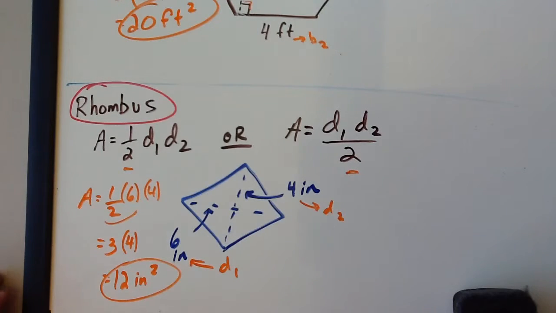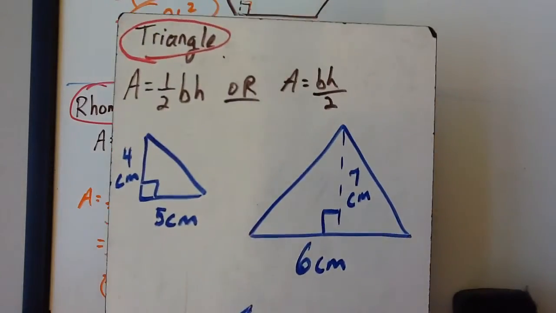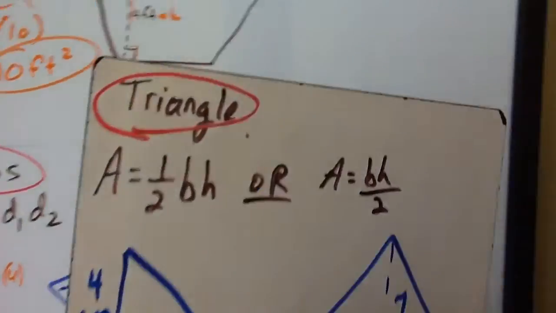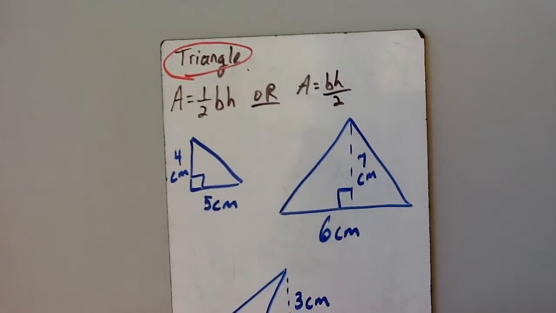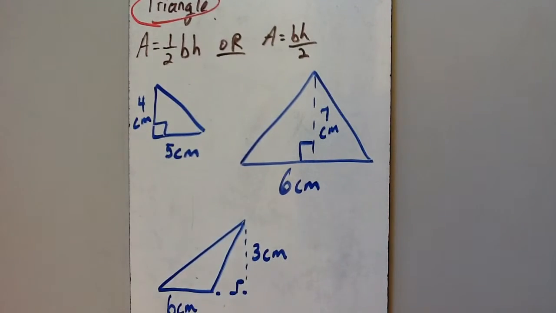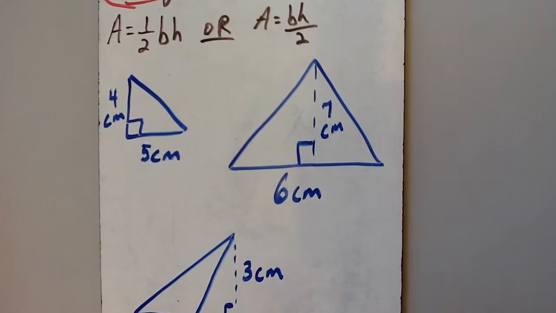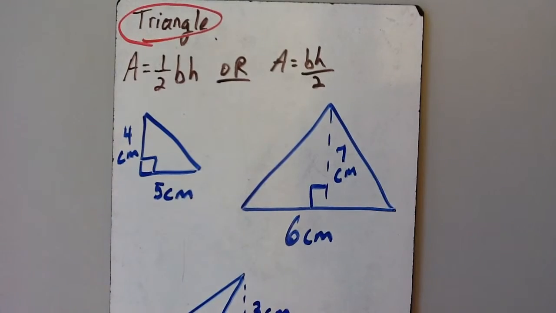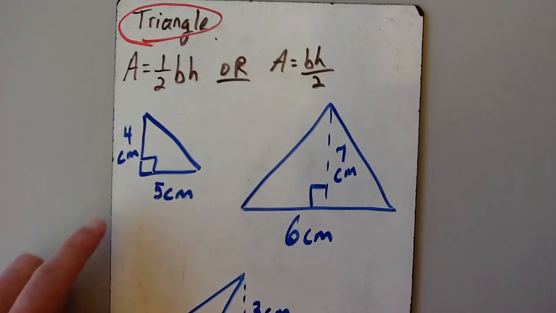Square inches. The last polygon we'll look at is a triangle. Okay, now to find the area of a triangle, I take 1/2 times the base times the height. Or again, because multiplying by 1/2 and dividing by 2 are the same thing, I can take base times height divided by 2.